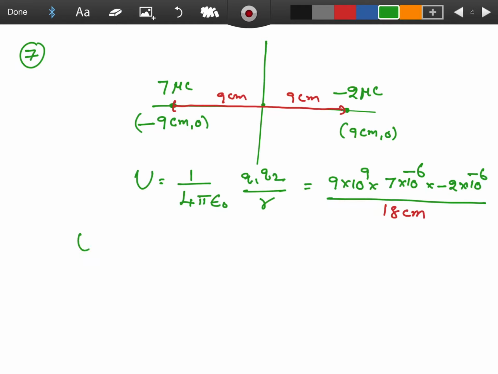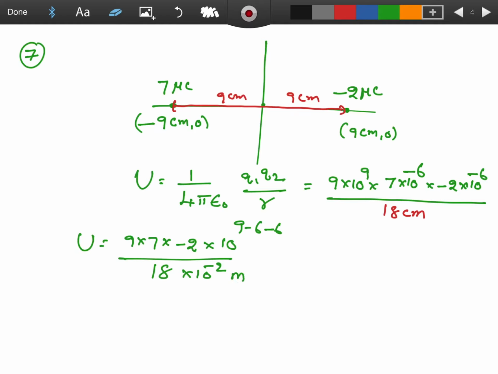Now 9 into 7 into minus 2 into 10 power 9 minus 6 minus 6, over 18 into 10 power minus 2 meter. You have to convert everything into SI units. Now 9 twos are 18 gets cancelled, which gives minus 7 into 10 power 9 minus 12 plus 2. This 10 power minus 2 will become 10 plus 2. You will get minus 0.7 joule.